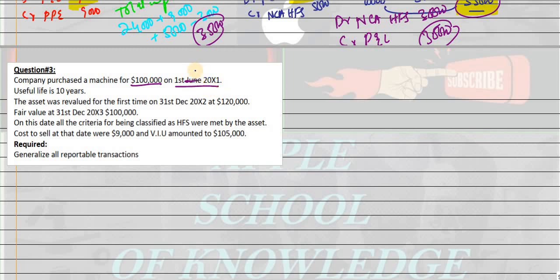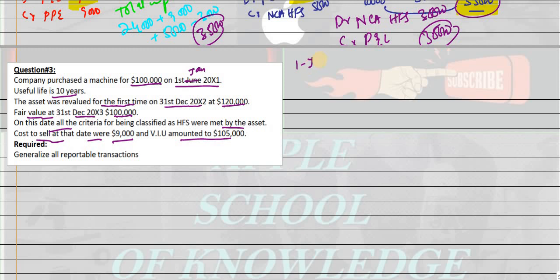This is not June, but let's say this is January, and the useful life is 10 years. The asset was revalued first time on 31st December 2002 to 120. Now the fair value after 1 year is this one. On this date, the criteria of being classified as held for sale is made by the asset. Now cost to sale at that was 9,000 and value in use amount is this one. Okay, first you will do depreciation.